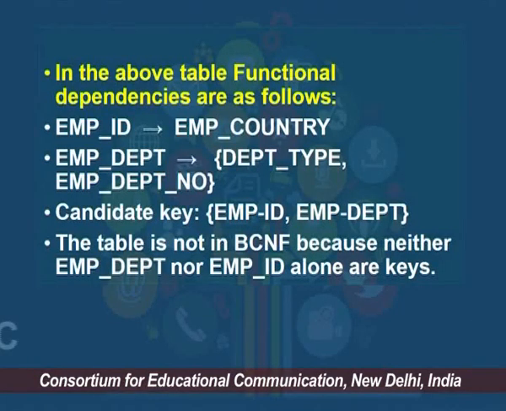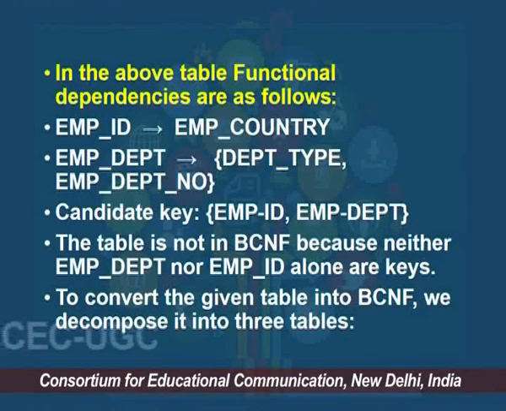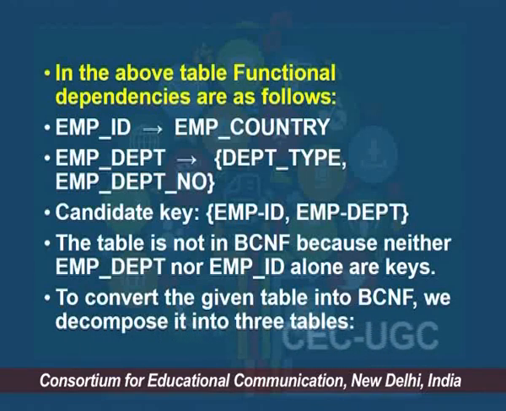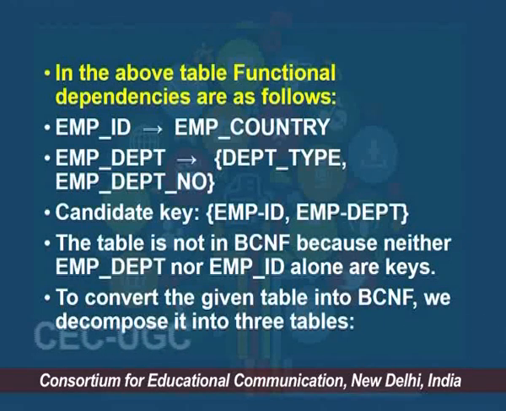Now, in order to convert this given table into Boyce-Codd normal form, listen very carefully here: we need to decompose it into 3 tables, because decomposition into 2 tables will not work.